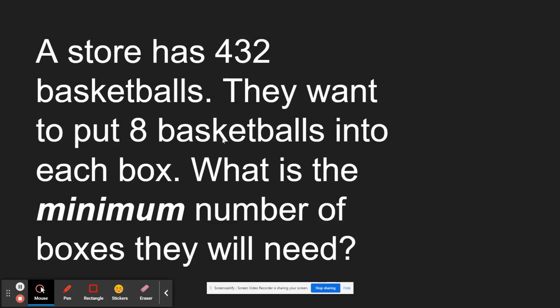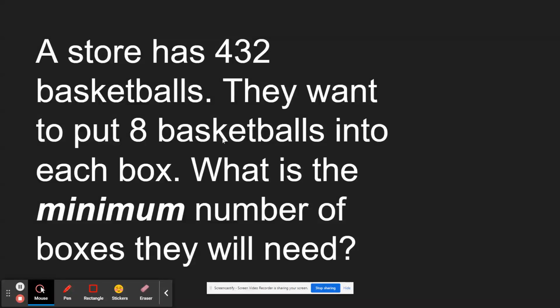A store has 432 basketballs. They want to put 8 basketballs into each box. What is the minimum number of boxes they will need? So we are separating these basketballs into boxes.